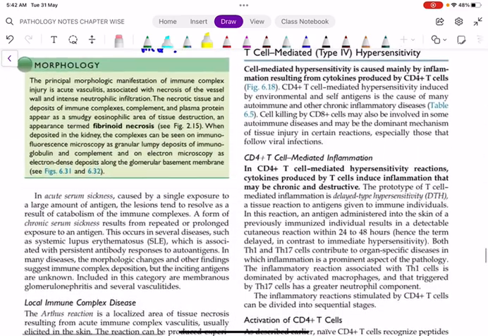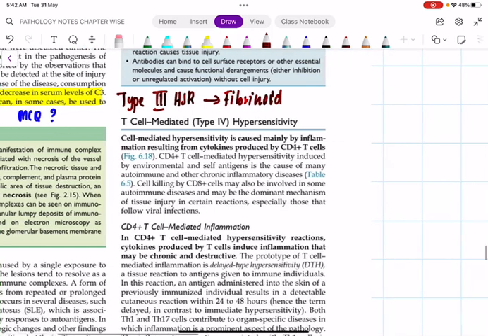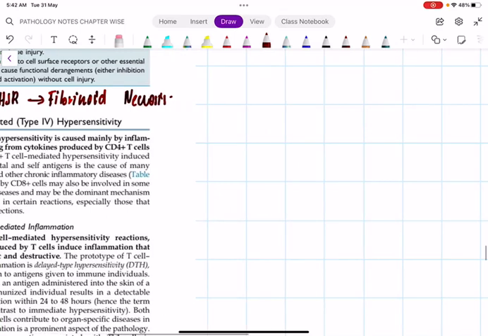Now let us see the morphology, how the tissues will be affected. Remember, I will always tell you: type 3 hypersensitivity reaction means fibrinoid necrosis. I hope you know what fibrinoid necrosis is. It is one of the morphological patterns of necrosis in which, due to antigen-antibody complex deposition, it will trigger inflammation in the vessel walls.